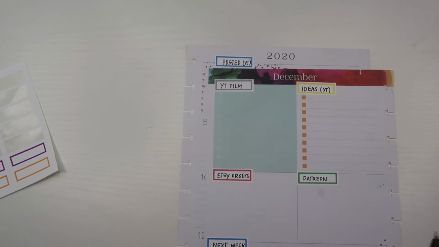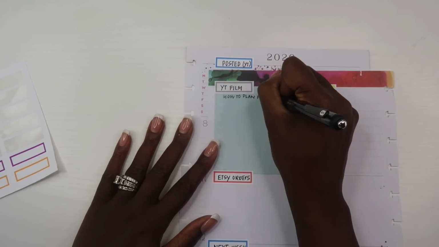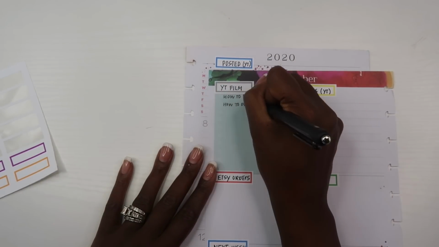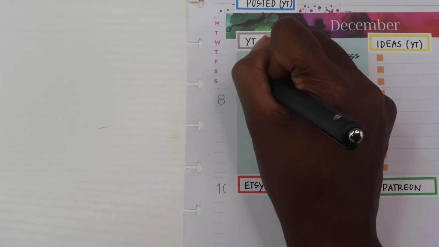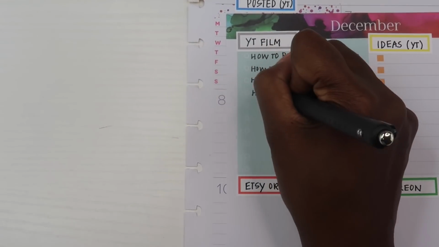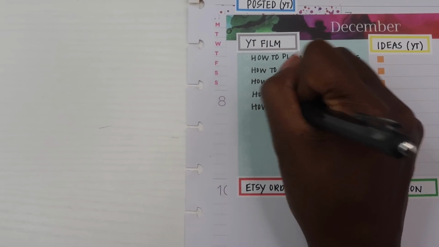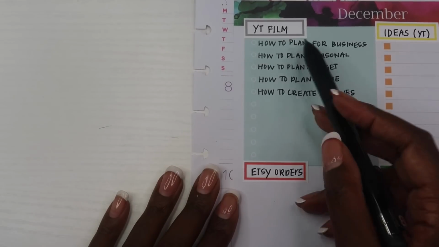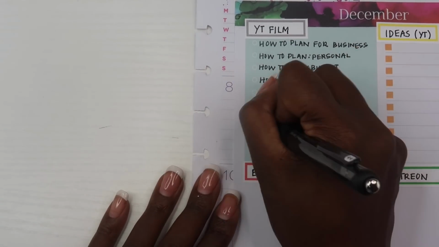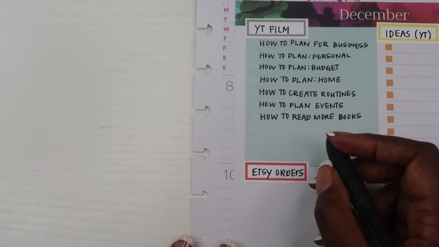So I've added all of the videos that I'm planning on filming this week. I may not be able to get to them all, but I do like to have them all here just in case I do have some extra time and I am able to plan them all and film them all. I can just easily quickly check and see what I wanted to film next.